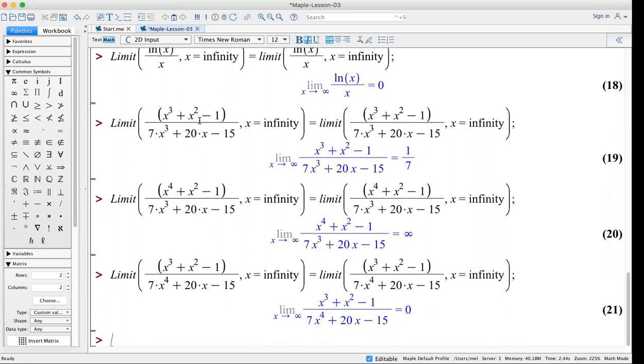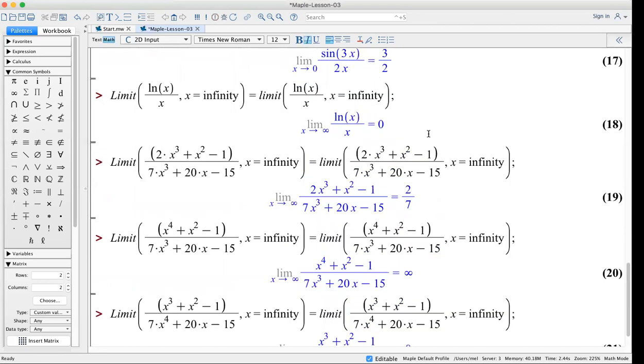If you have a rational function, that means a polynomial divided by another polynomial, and the polynomials have the same degree, in this case they both have degree 3, the limit as x goes to infinity is just the ratio of the coefficients of the highest terms. This is 1 times x cubed, 7 times x cubed. So the limit is 1/7. Maybe I can make it clearer if I made this 2. The limit would be 2/7, the ratio of the coefficients of the leading terms.